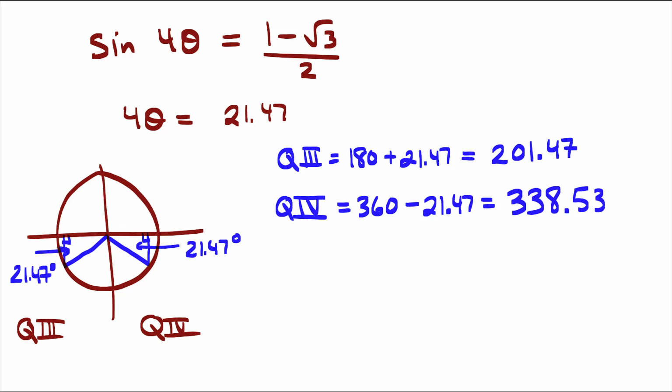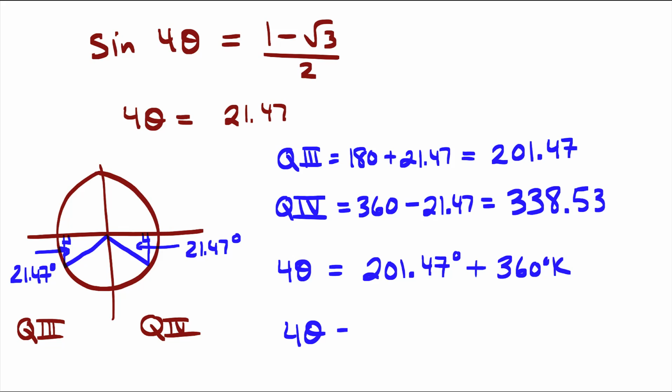Okay, almost there, almost there. So this is all solved for 4 theta, right? So I have 2 values here. I got 4 theta is equal to this one plus 360k. Remember that little k value still here. But 4 theta is 338.53 plus 360k. So we have not solved for theta yet. But we have a 4 theta on our hands. So let's take a look at this here.